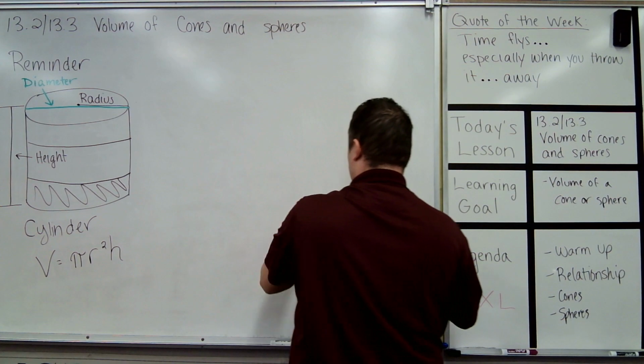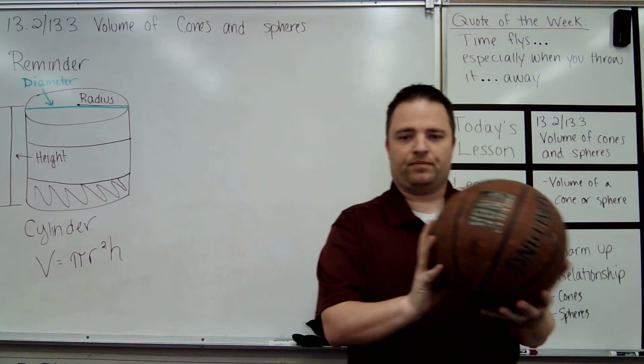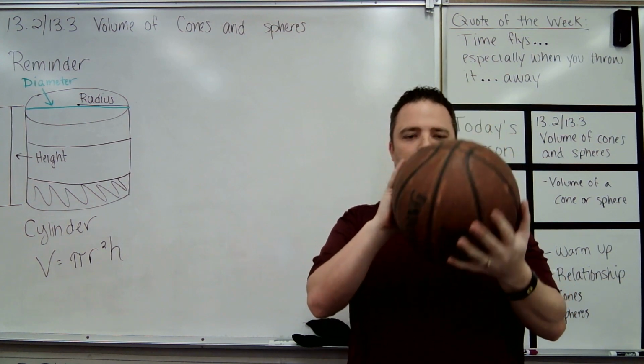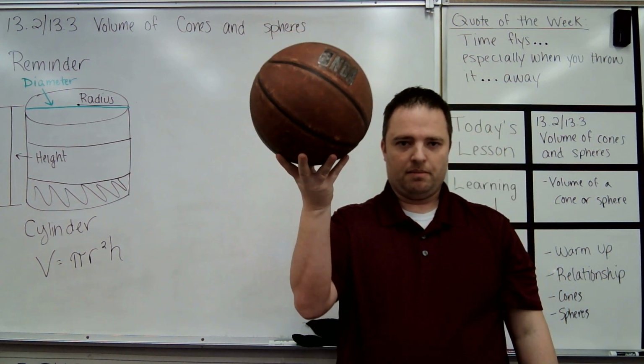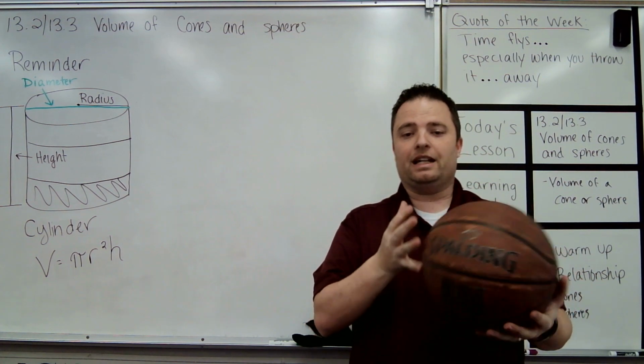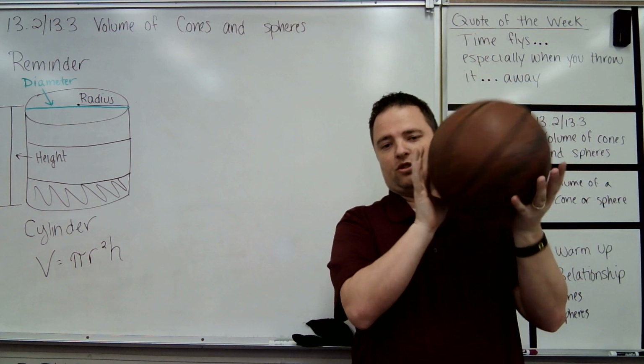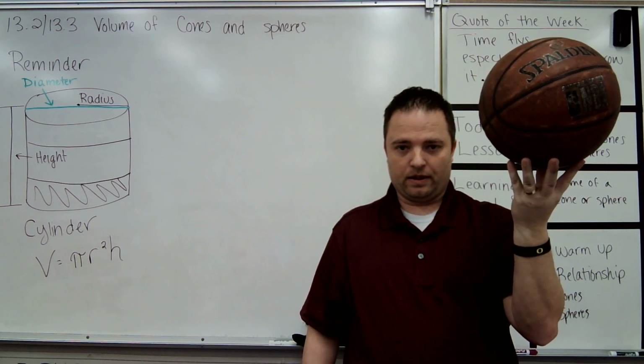Now, hopefully, we all understand and have seen spheres before, okay? Spheres are things like basketballs. Basketball is a type of sphere. Baseballs are types of spheres. Anything that's round, basically, in a three-dimensional world is a sphere.